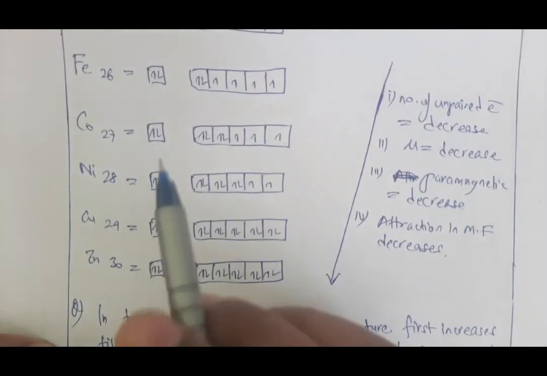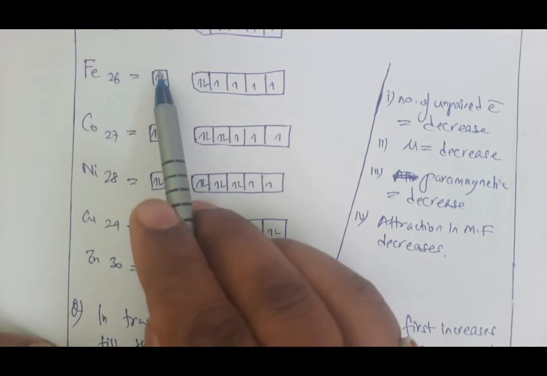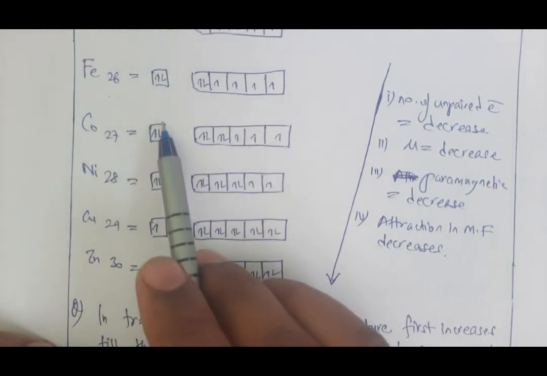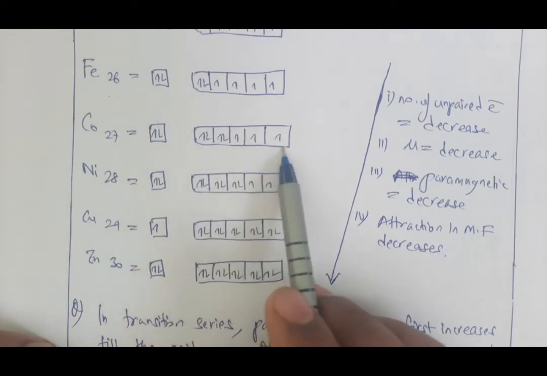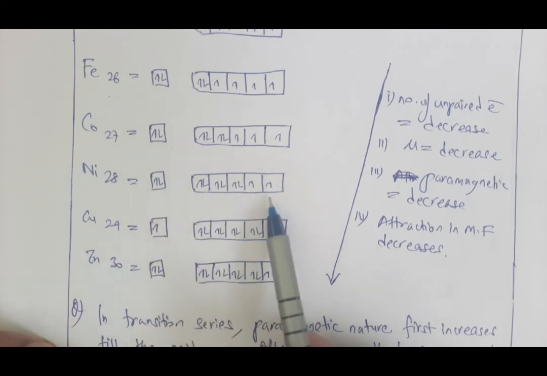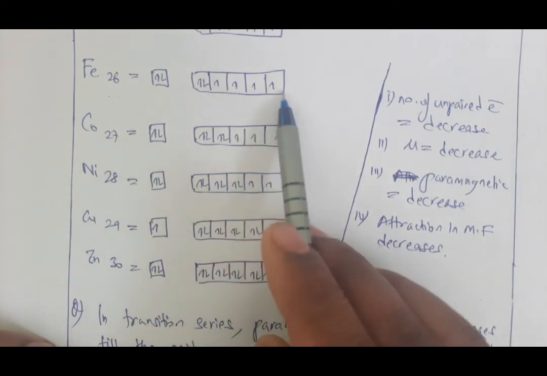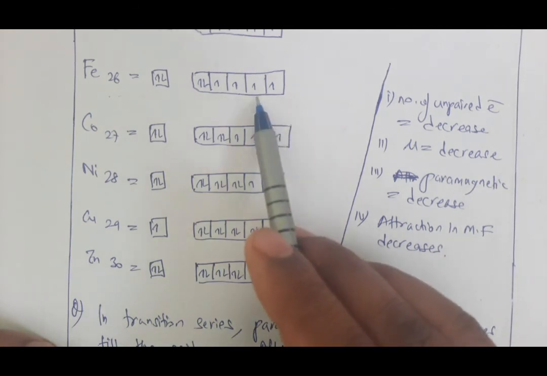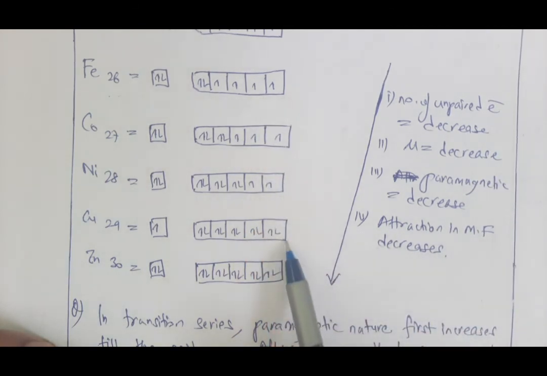Now similarly, to make iron +2 oxidation state, remove 2 electrons from here. So the unpaired electrons left are 4. To make cobalt +2, remove 2 electrons from here. The unpaired electrons left are 3. Here is 4, here is 3. To make nickel +2, remove 2 electrons from 4s. The unpaired electrons are 2. So here is 4, here is 3 unpaired, here is 2. Now to make copper +2 oxidation state, you have to remove 2 electrons. So one you remove from here, one you remove from here. So unpaired electron will be 1. So here will be 4, 3, 2, 1 unpaired.